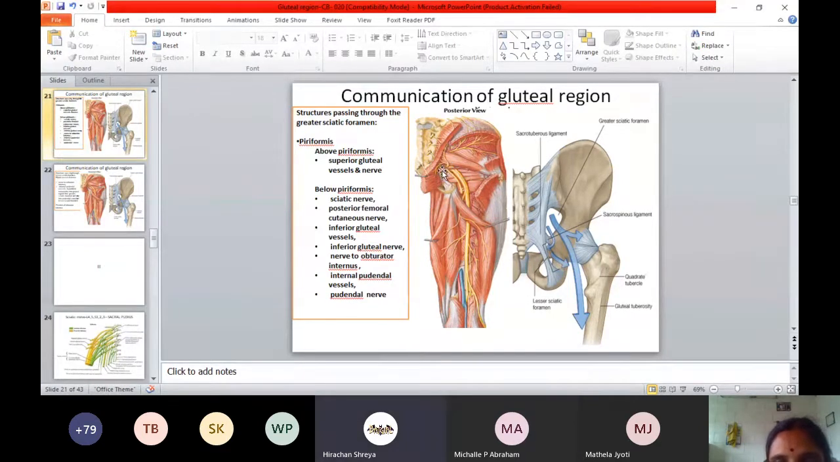Then the most medial structures. These three structures, can you see them medially? Yes. They are the PIN structures. P stands for this thick nerve. What does P mean? Pudendal nerve. Yes. I means internal. Which artery is this? Internal pudendal vessels. Yes. And N stands for nerve to obturator internus. Okay, good.